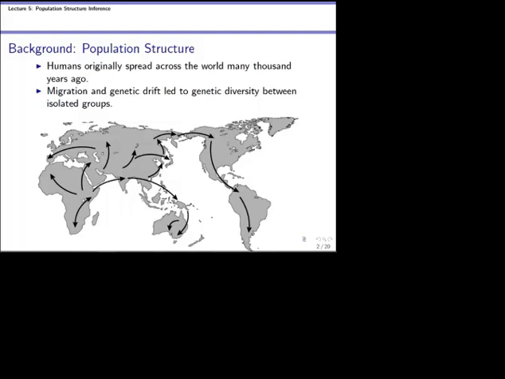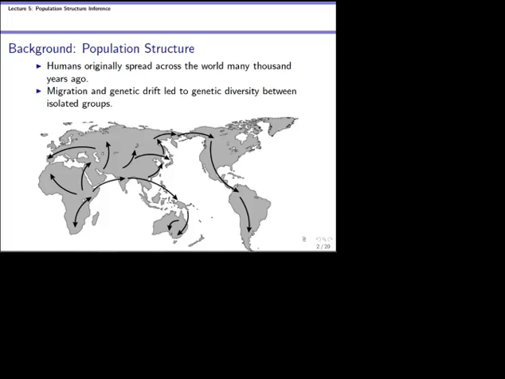Okay. So it's pretty well accepted that humans spread around the world many thousand years ago out of Africa, and due to migration and genetic drift, that led to the large-scale diversity across the genome among different populations. So if you look at the genome of individuals across populations, you'll see that certain populations are more closely related, for example, the European population, but you have other populations that are highly divergent. For example, Africans and those from East Asia, they have very divergent genomes.